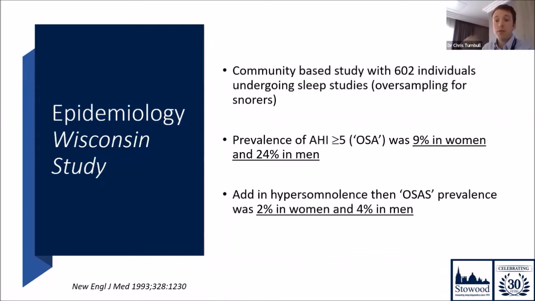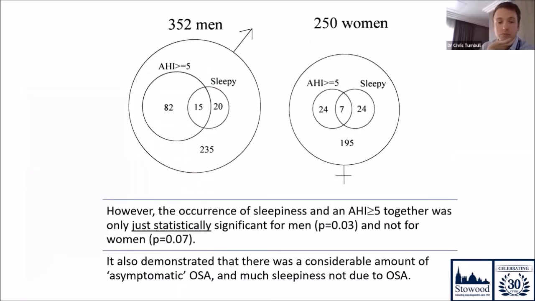And it estimated from this the population prevalence of an AHI of above 5. This was 9% in women and 24% in men. This is back in Wisconsin in America in the 1990s, and has increased since then with increasing obesity. If you add into this whether patients had hypersomnolence, you had a 2% and 4% prevalence of OSA-S.